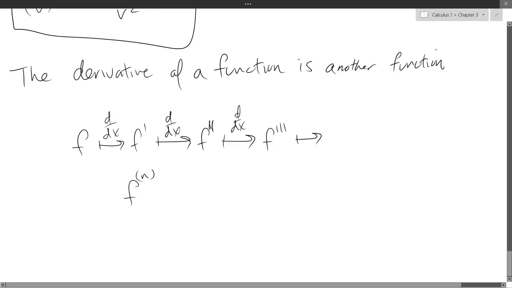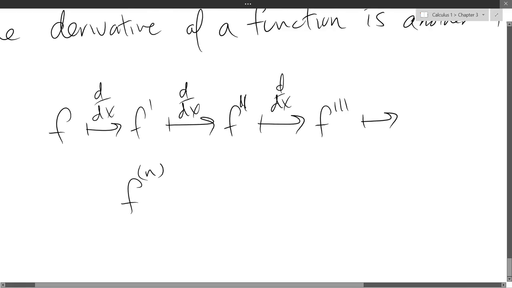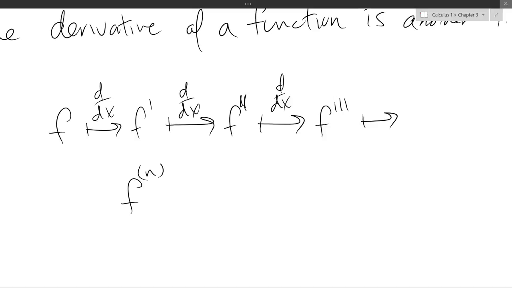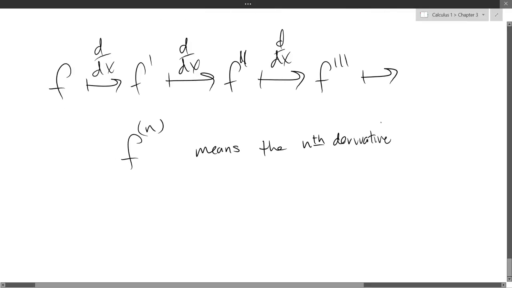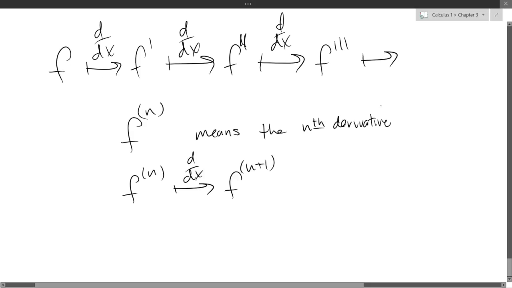So we make this notation right here. If you write a parenthesized exponent, that says the nth derivative. So if we apply a ddx to this, we'll get f to the n plus 1. So you got the nth derivative, take another derivative, you get n plus first derivative.